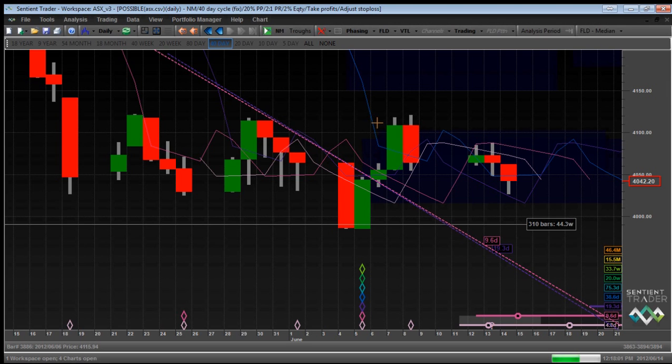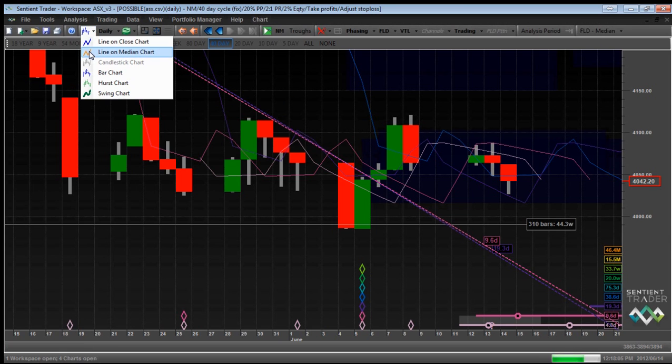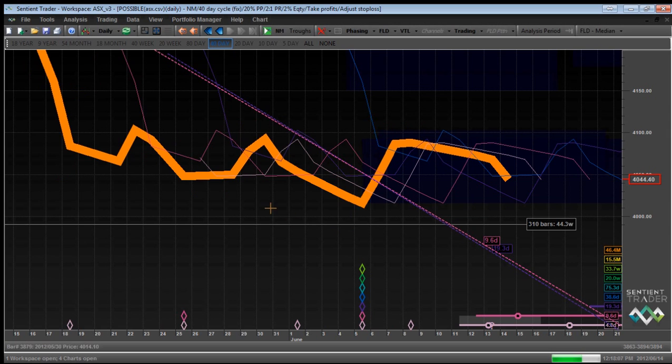First thing that one should always do is, I believe, look at the median FLDs. Those are the FLDs based on the median price. And when you're looking at FLDs based on the median price, it's useful to also plot the median price. There is the median price. Now, as we know, when median price crosses a median FLD, that provides us with evidence that a trough of that particular cycle has been formed.